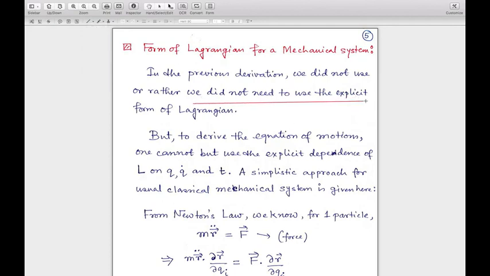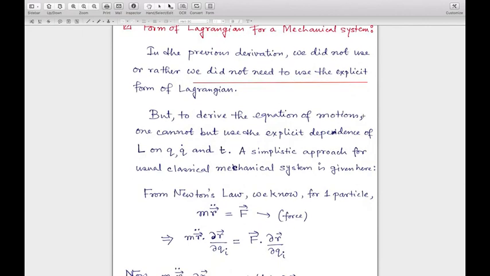Now we need to use it, right? As you know, our principal objective is to find q as a function of t, and thereby also derive q dot of t, so that we can specify the state of a system. Then we have to solve the Euler-Lagrange equation, and for that we have to know the explicit dependence of L on q, q dot and t.